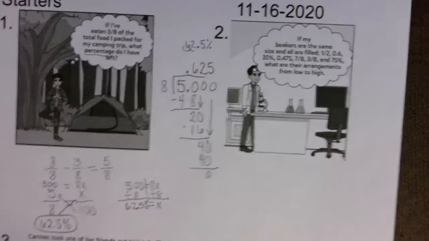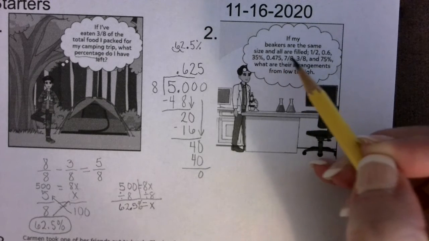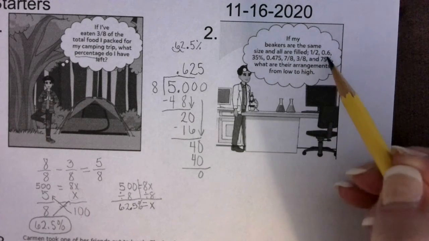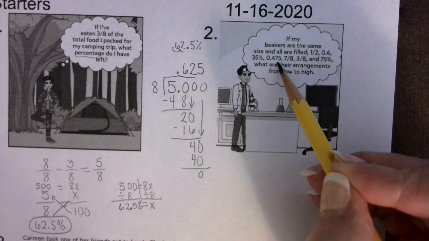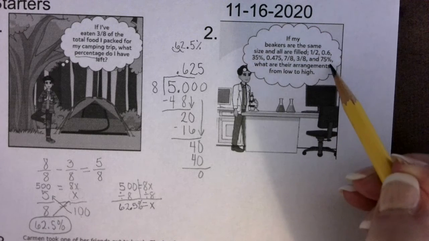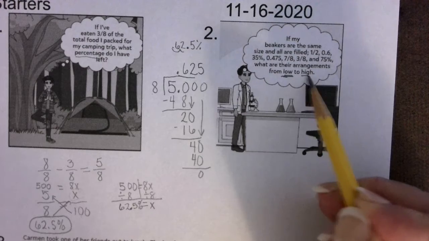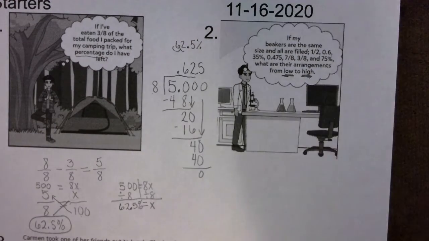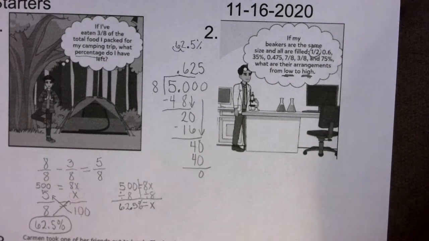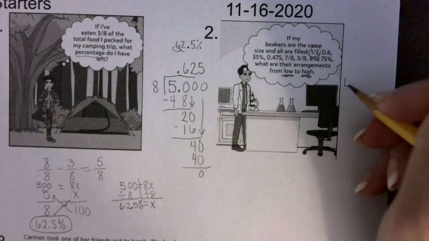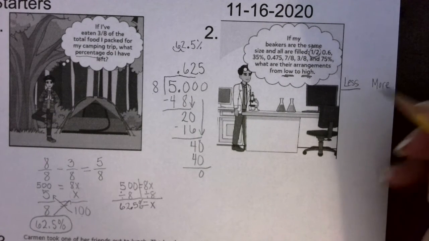And then for number 2, if my beakers are the same size and are all filled, and they're a half, 6/10, 35%, 475 thousandths, 7/8, 3/8, and 75%, what are the arrangements from low to high? So if I were looking at this, I would look at a half as being in the middle, and then I would look at my numbers that are less than a half, and then I would look at my numbers that are more than a half.